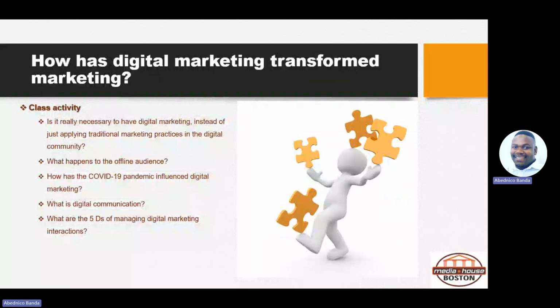So how has digital marketing transformed traditional marketing? These are the questions you need to ask yourself. Is it really necessary to have digital marketing instead of just applying traditional marketing practices in the digital community? Can't we bring television, billboards, and newspapers, all these traditional marketing practices, into the digital community? Do you actually have to bring something new? Then what happens to the offline audience?